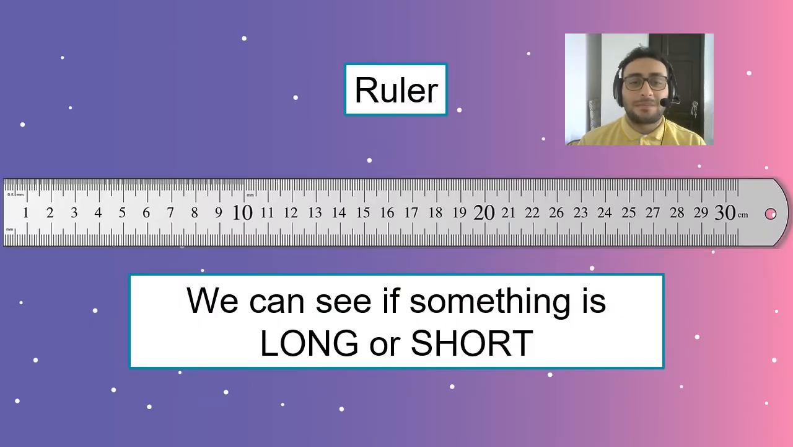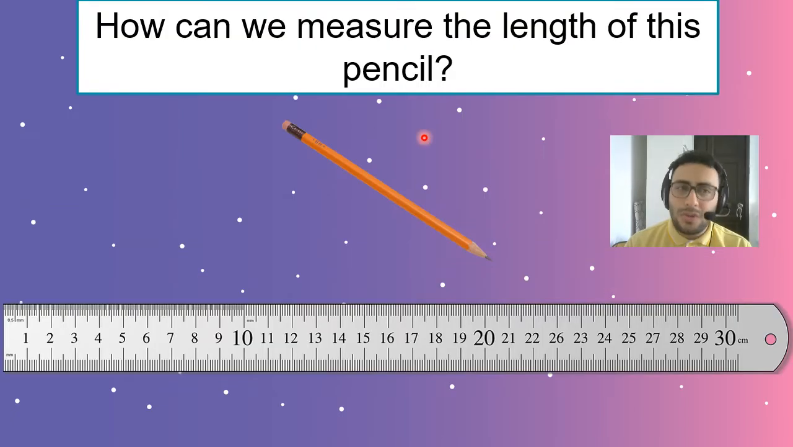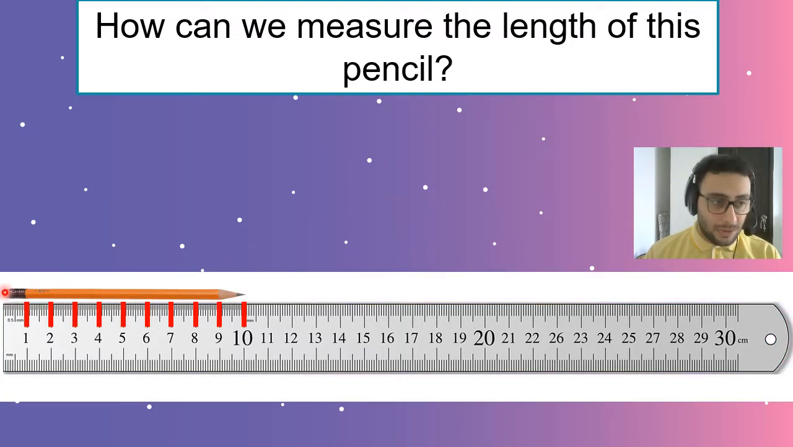So, now, this is what we call a ruler. You probably have a ruler at home. We can see if something is long or short with a ruler, right? But how do we use it? Let's see. How can we measure the length of this pencil? We want to know how long this pencil is. So what we do is we put the ruler next to the pencil, and the start has to be at some point. Now, it's easier if the start is at the start of your ruler.